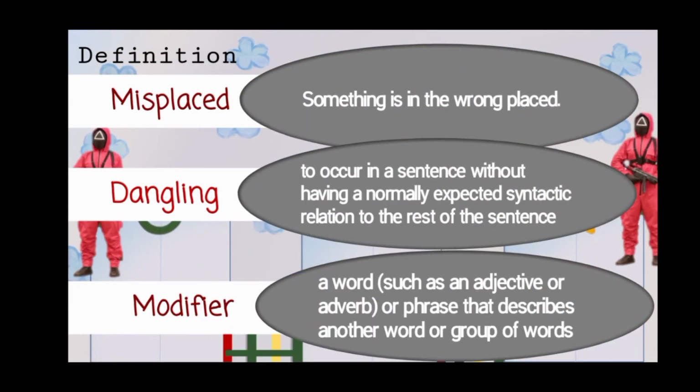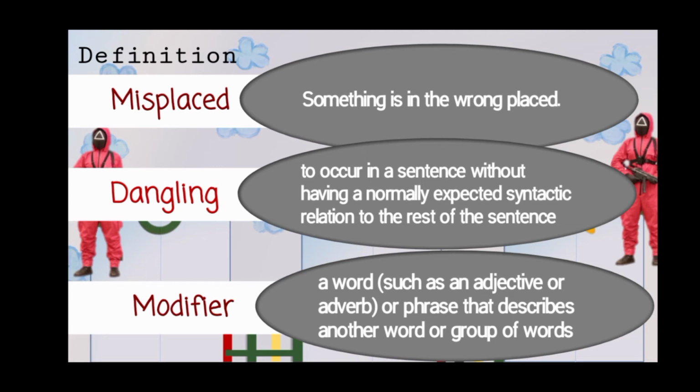So for you to easily understand my topic, let me define what is a misplaced, a dangling, and a modifier. So for the misplaced, it refers to something is in the wrong place. So in the grammar, the subject or the doer is on the wrong place. And the dangling, it occurs in a sentence without having a normally expected syntactic relation to the rest of the sentence. So for the dangling, it is the thought in the sentence that does not have any relation to the rest of the sentence. And the last is the modifier.